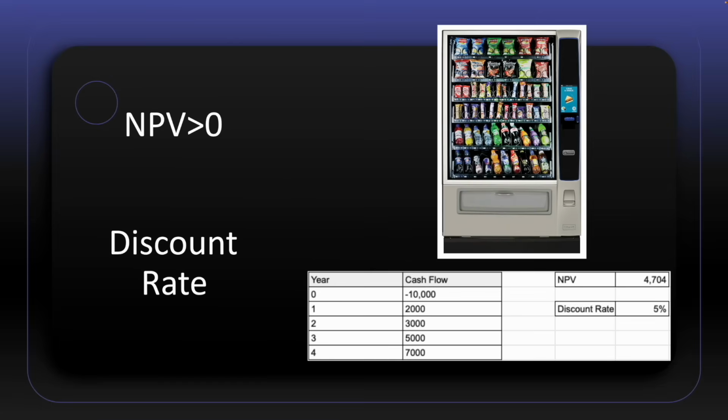So let's assume you purchased a vending machine. To purchase the vending machine, you had to spend $10,000. This is reflected in year 0 with a minus $10,000 cash flow, which is a negative cost. In year 1, your vending machine returns you $2,000 in profits. And in subsequent years, it returns $3,000, $5,000, and $7,000. So if you were to add up these numbers, it would give you a $7,000 net present value. However, accounting for the discount rate, which assumes the loss of money due to increasing interest rates, our net present value is only $4,704. Although it's less than the $7,000 that we would have received if money didn't lose value, it's still greater than 0, which indicates that the vending machine is indeed a good investment.